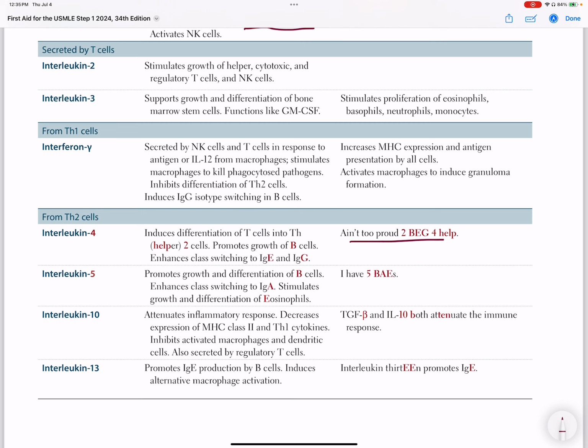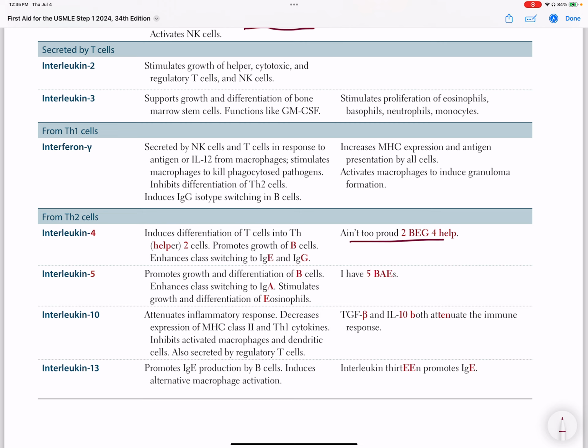Interleukin 5 promotes growth and differentiation of B cells, enhances class switching to IgA, stimulates growth and differentiation of eosinophils. Interleukin 10 attenuates inflammatory response, decreases expression of MHC class 2 and Th1 cytokines, inhibits activated macrophages and dendritic cells. Also secreted by regulatory T cells, TGF-beta and IL-10 both attenuate the immune response.